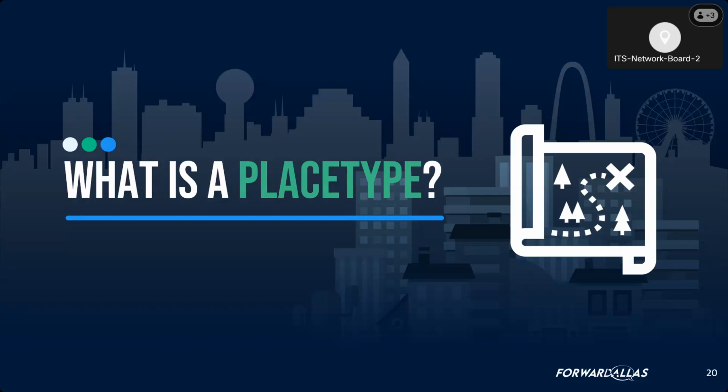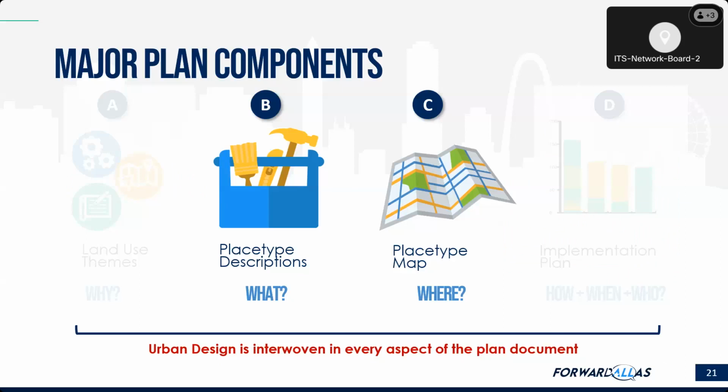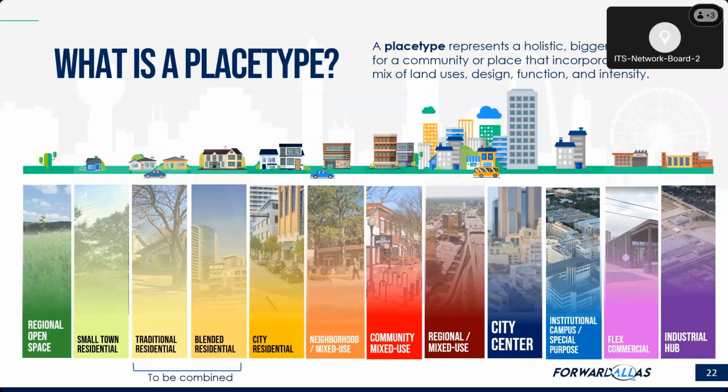But for example, a residential neighborhood is going to include not just single family homes, but a church, a small restaurant, a place of shopping. That's part of a neighborhood type. So we describe those types of things and how that's critical to what we're discussing moving forward. So going back to the plan that we mentioned, looking now at the what and where of these districts in the city. Like I mentioned before, a place type represents a holistic, big picture vision for a community or place that incorporates land uses, design, function, and intensity.